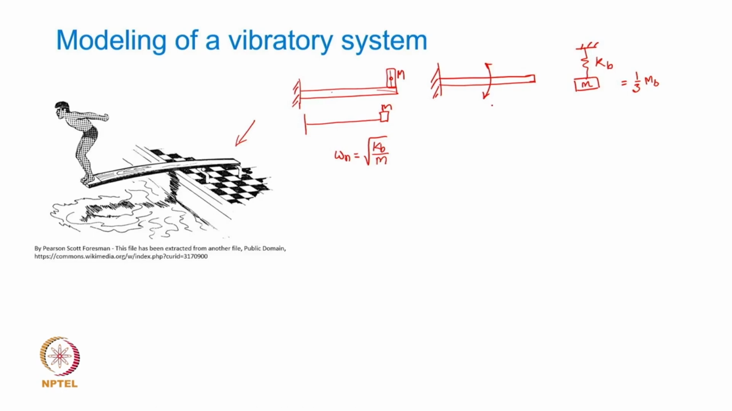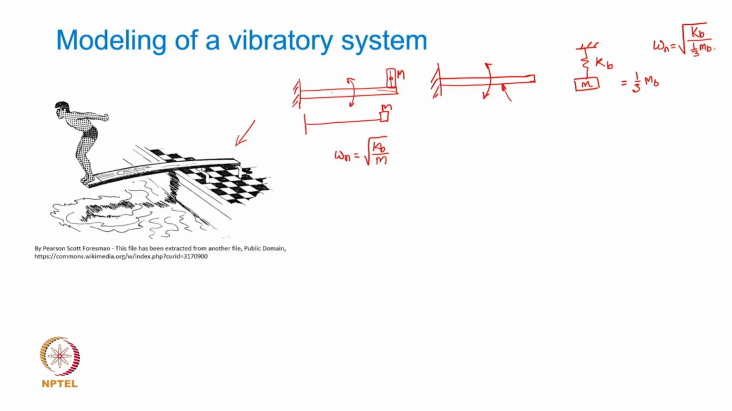That will be different than the natural frequency when the diver was still standing at the tip of this cantilever. So, using this, the natural frequency can be obtained as the square root of Kb over 1/3 times the mass of the board. Based on the material properties of the board, you can find the mass, and this is how the natural frequency can be calculated.